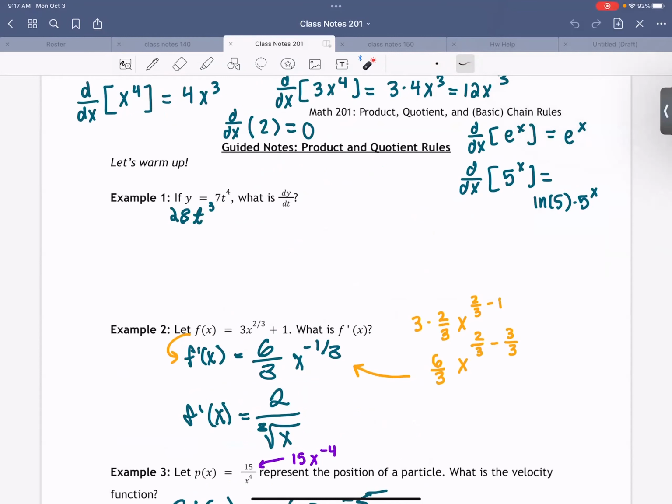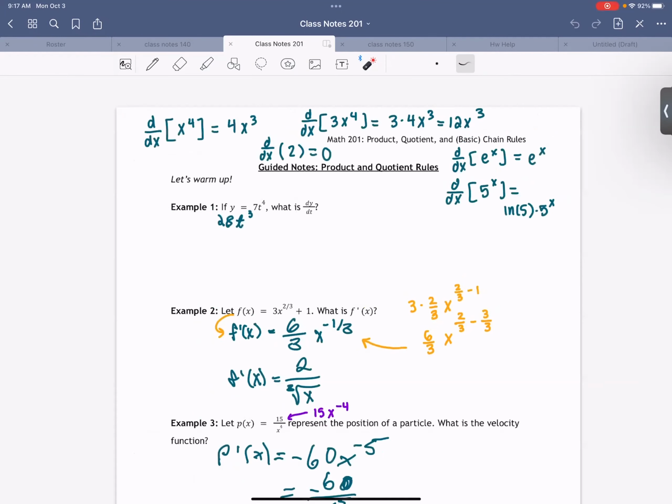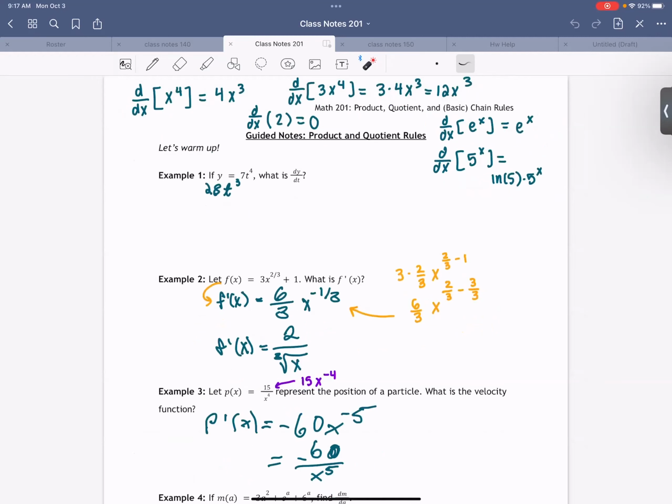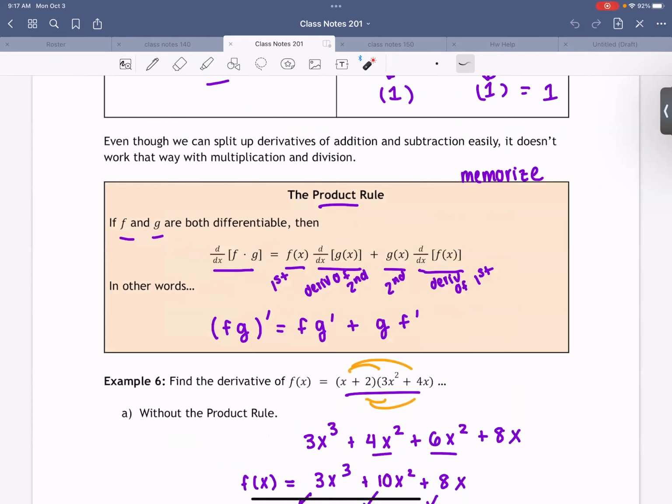Finding derivatives when we have things multiplied together or divided by each other, right? Okay. So we did a little review on how to find derivatives using the power rule and things like that. Then we talked about this thing called the product rule, which I told you you had to memorize. And this rule dealt with whenever we had things that were multiplied together and how to find the derivative of that, right?